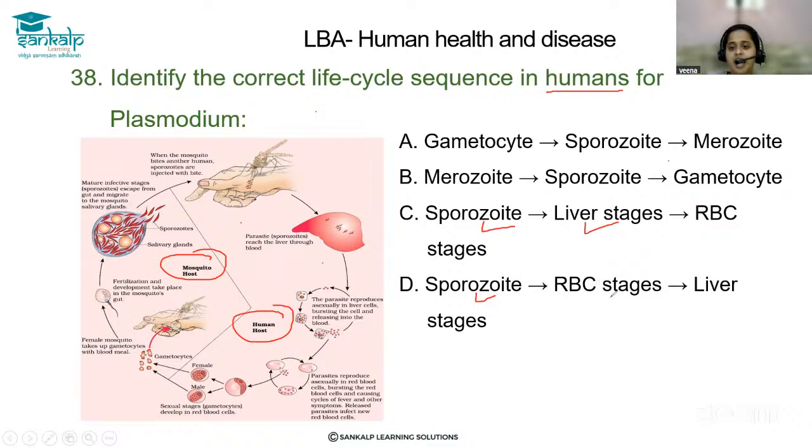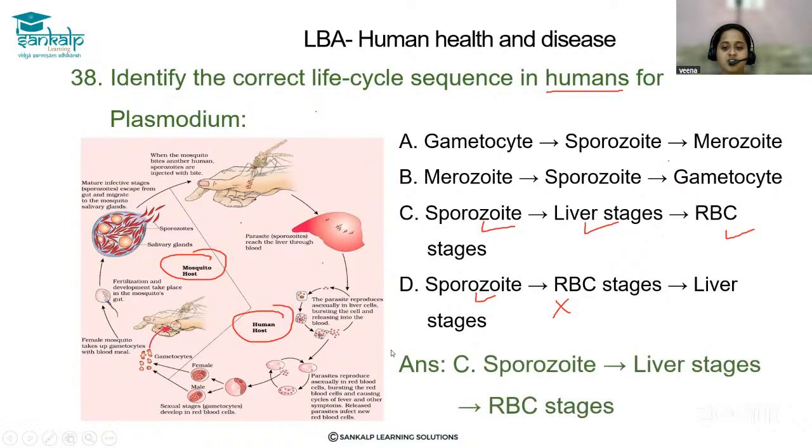So option C will be having the liver stage. Option D will be having RBC. So this option is not correct, right? So the liver stage is correct. And then after multiplying in the liver, it is going to affect the RBC cells. Okay. So the correct option is C. That is, in case of human: sporozoite, liver stage, and then RBC stages. So the correct option is option C, sporozoite, liver stages and RBC stages.